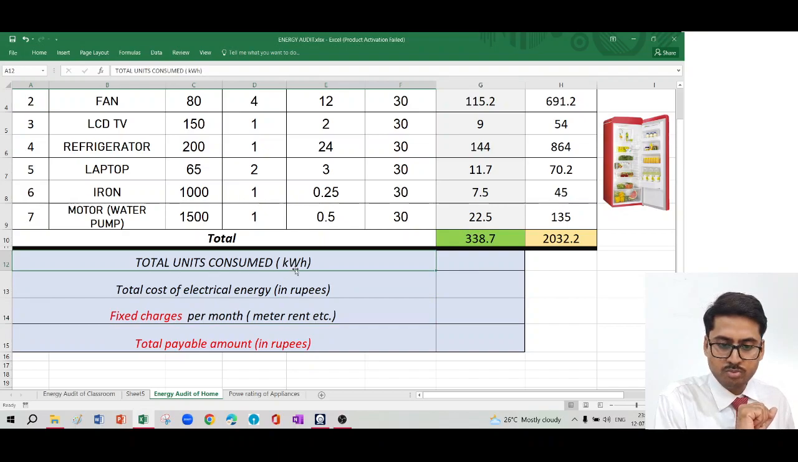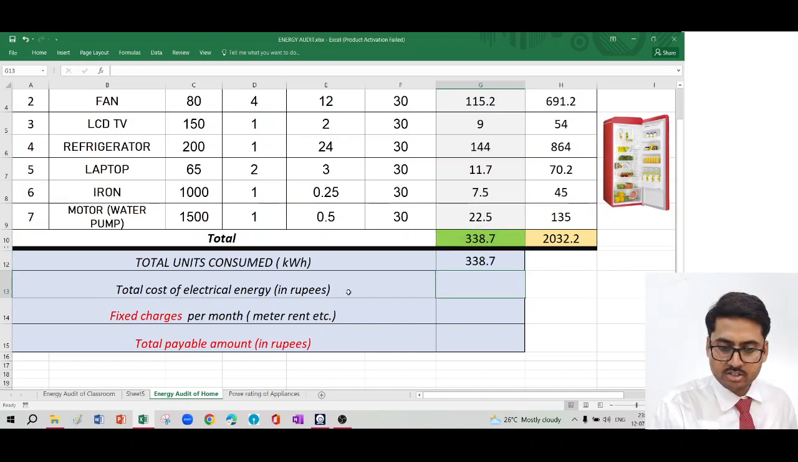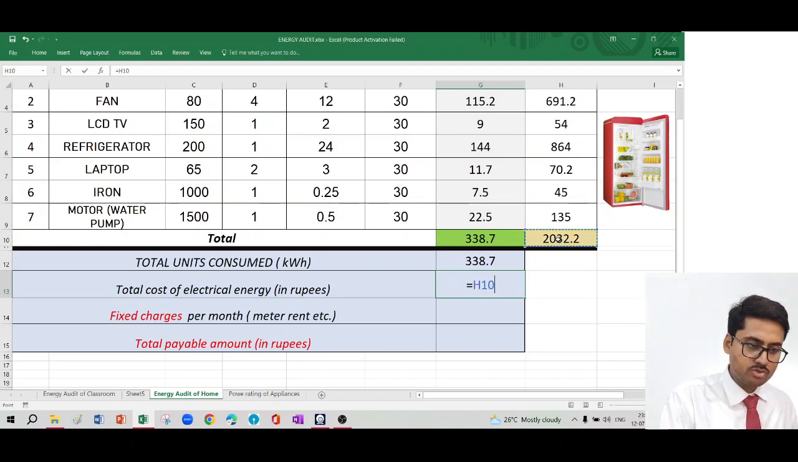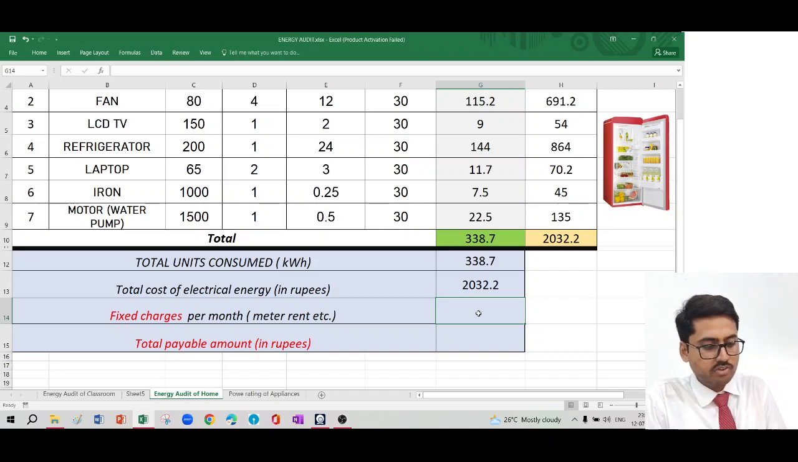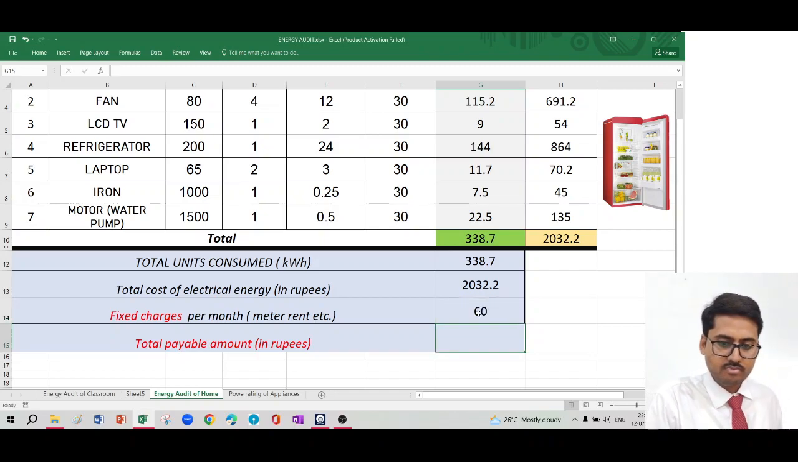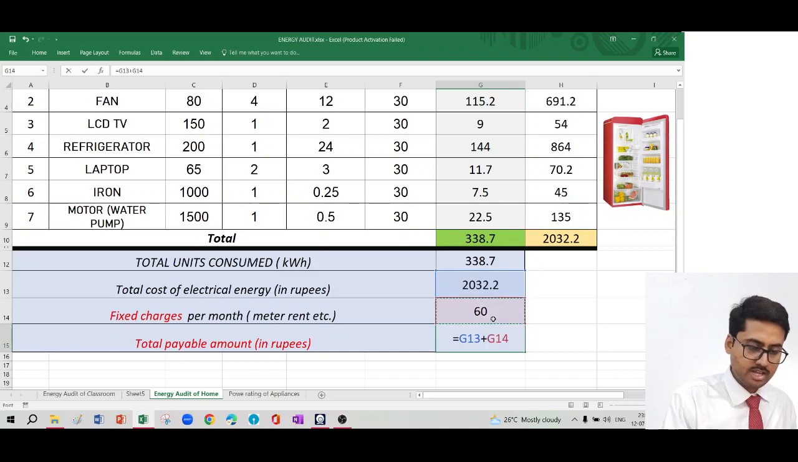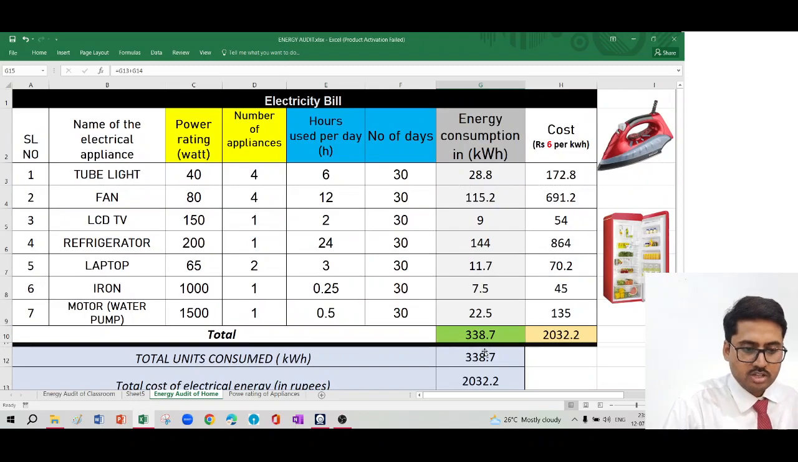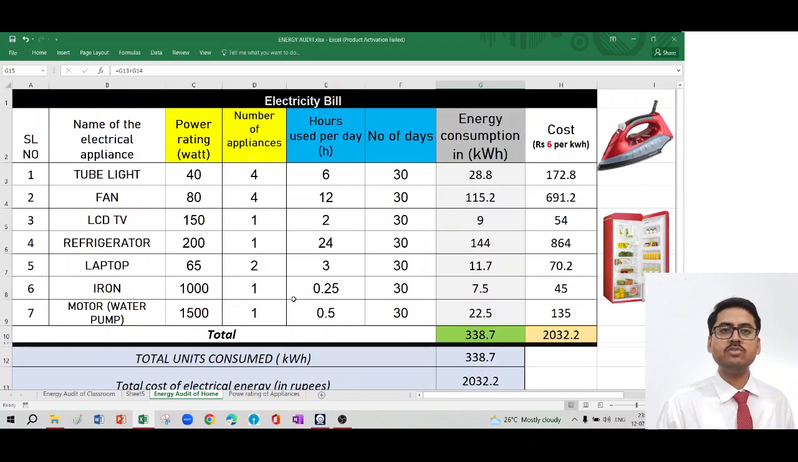Okay, so let us fill all the answers over here. Total units consumed in kilowatt hour will be equal to this value, we can just write over here. Total cost of electrical energy in rupees will be equal to this one, we can hit enter. And the fixed charges, we can take the fixed charges as rupees 60. So the total payable amount in rupees will be equal to this plus this, and the answer is 2092 rupees. So this is how we basically calculate the energy consumption of our homes.